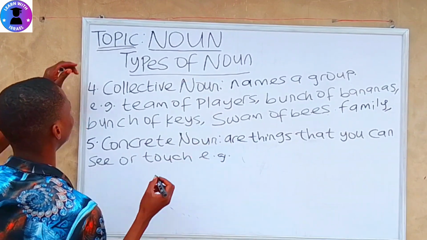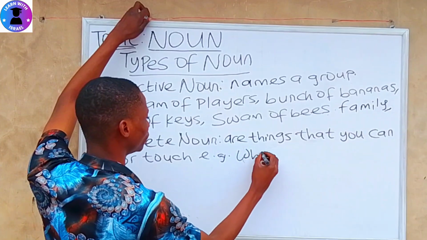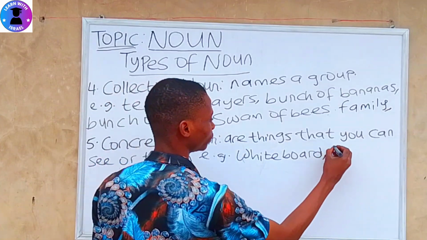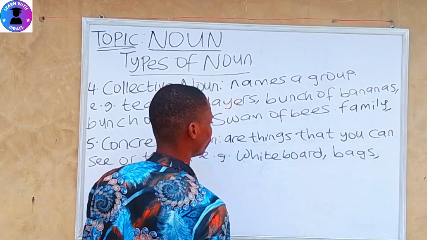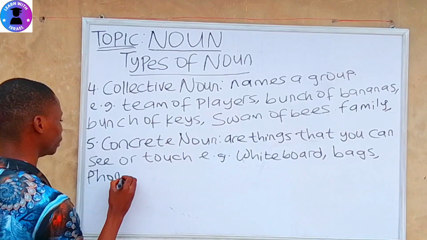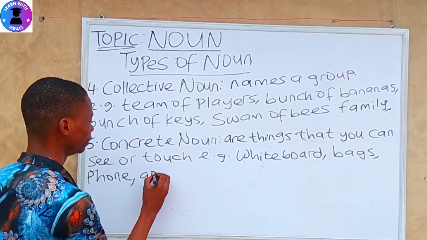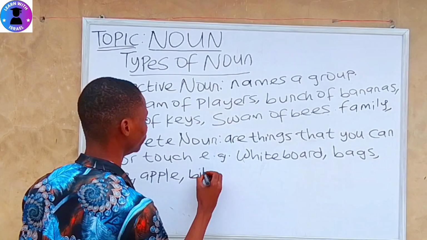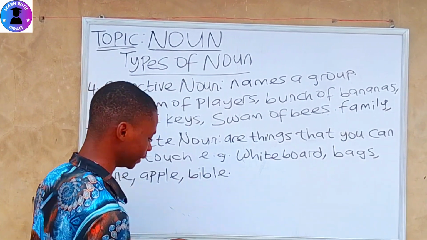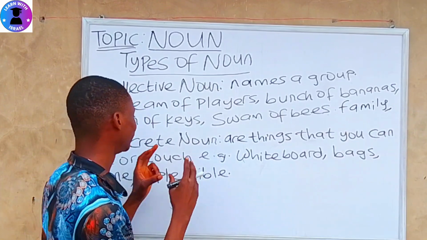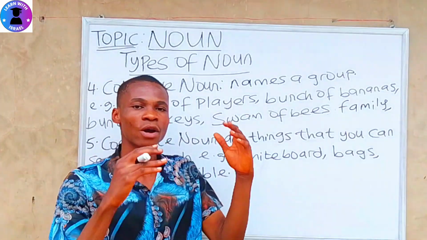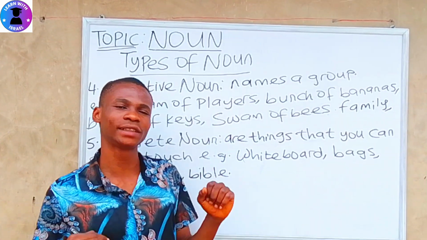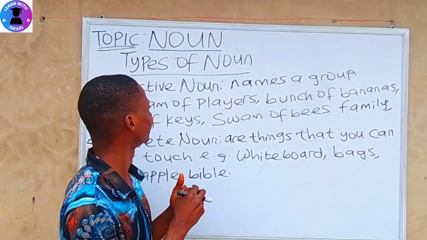E.g., this whiteboard. This whiteboard can be seen or touched. We have bags, can be seen or touched. Phone can be seen or touched. Apple can be seen or touched. Bible can be seen or touched, etc. Concrete nouns are things that you can see or touch. Simple as ABC. While abstract nouns are things that you cannot see or touch. You can only feel it, you cannot see it or touch it. I hope you understand that now.